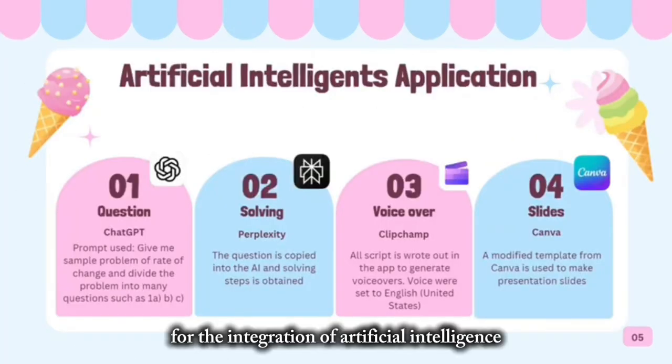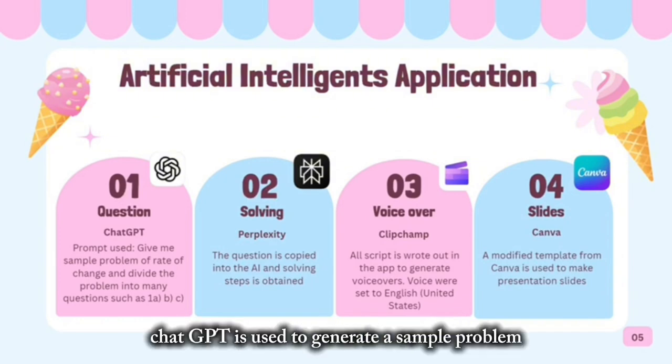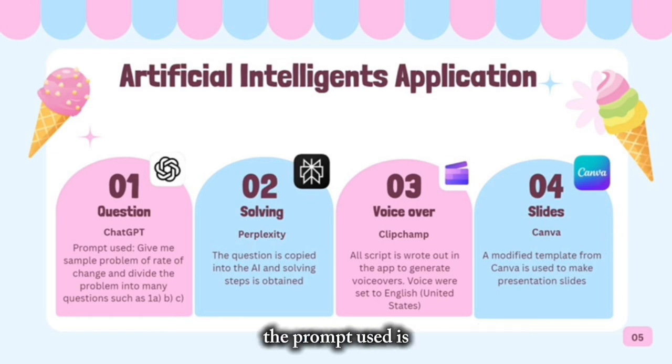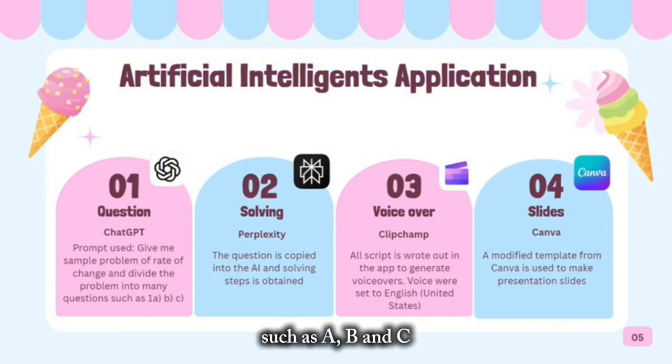For the integration of artificial intelligence in this assignment, we used 4 tools. First of all, ChatGPT is used to generate a sample problem. The prompt used is, give me sample problem of rate of change, and divide the problem into many questions such as A, B, and C.